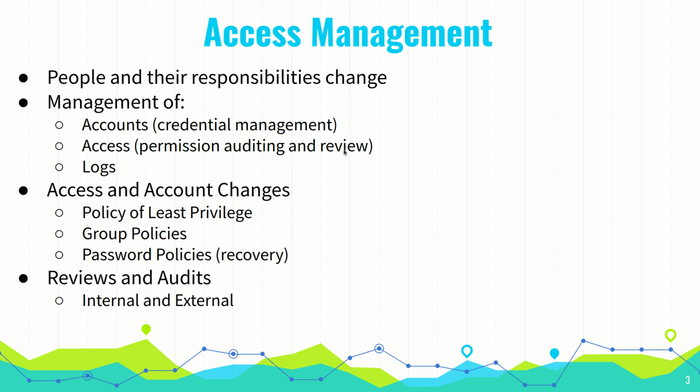Okay, so permission auditing and review. We're going to figure out who has permissions. We're going to try to apply the policy of least privilege. The policy of least privilege simply says you should have as much privilege as it takes to do your job. Again, that's easier said than done.